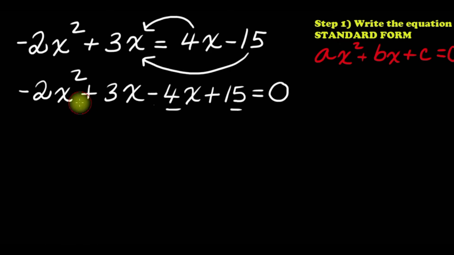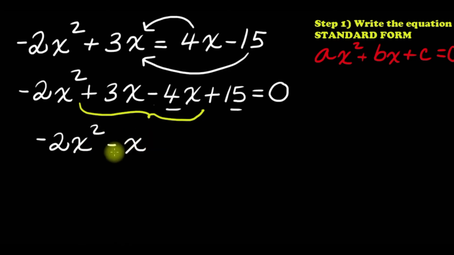We need to collect these two terms because they are like terms. Okay, so we're going to go ahead and combine those two. Here's what we have after we combine the 3x and the negative 4x. Negative 2x squared stays the same, and then you got negative x, which is negative 1x, right? 3 minus 4, and then bring down the 15, and then equals 0. Okay, so that's how you get the equation into standard form. You got your ax squared plus bx plus c equals 0. So that is step number 1. That's the first thing you need to do.